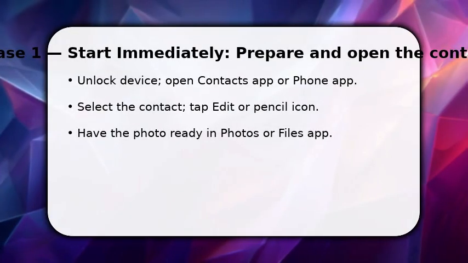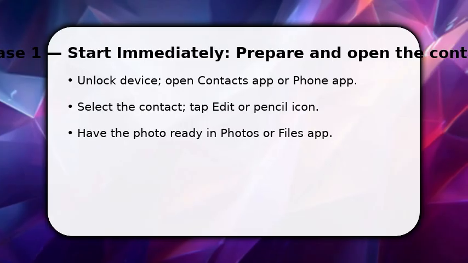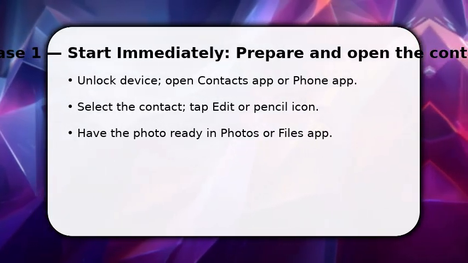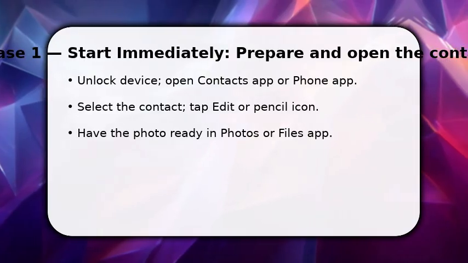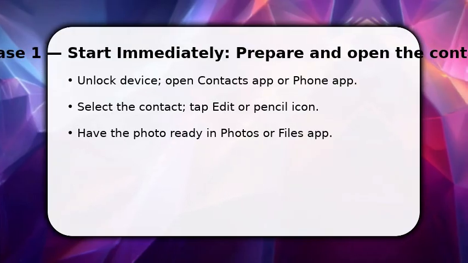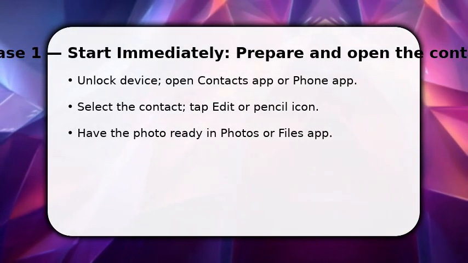You start by opening the Contacts app and locating the person immediately. Tap Edit because waiting wastes time. Make sure you already have the photo in Photos or Files. If not, grab it now. Tap the current avatar or Add Photo, then choose Take Photo or Choose Photo. This is the only way that integrates with the contact record.